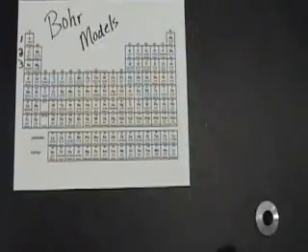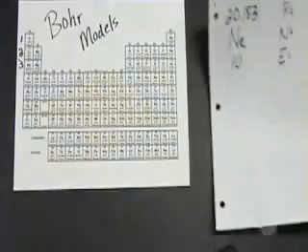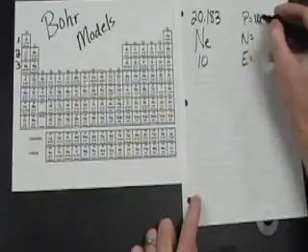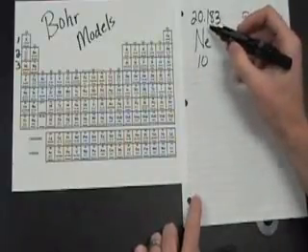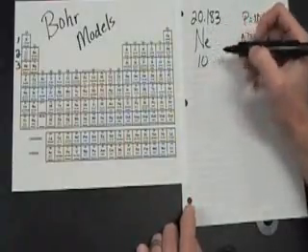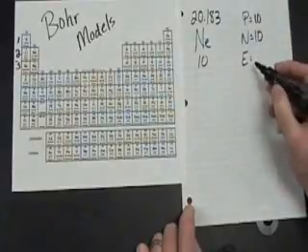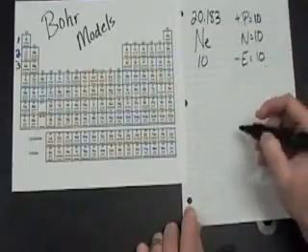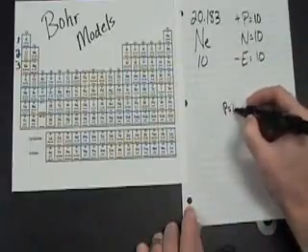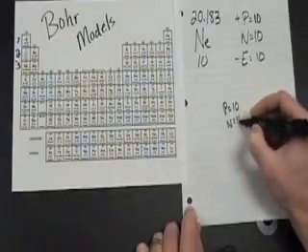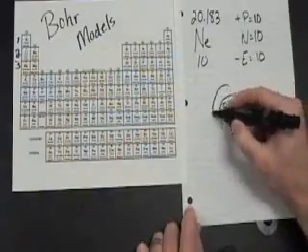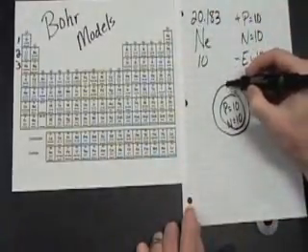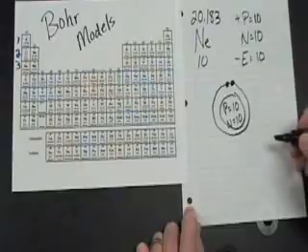Next, let's look at the Bohr model for neon. For neon, the atomic number is 10, so the protons must be 10. Neutrons, we take the average atomic mass, 20.183, round it and subtract 10, which gives us 10. Electrons, if we assume it's neutral and there are 10 positive protons, then the electrons must be 10 as well. So I write my nucleus: protons are 10, neutrons are 10. The first shell of the Bohr model can hold 2, and it does. We always have to fill up each shell before we go on to the next.